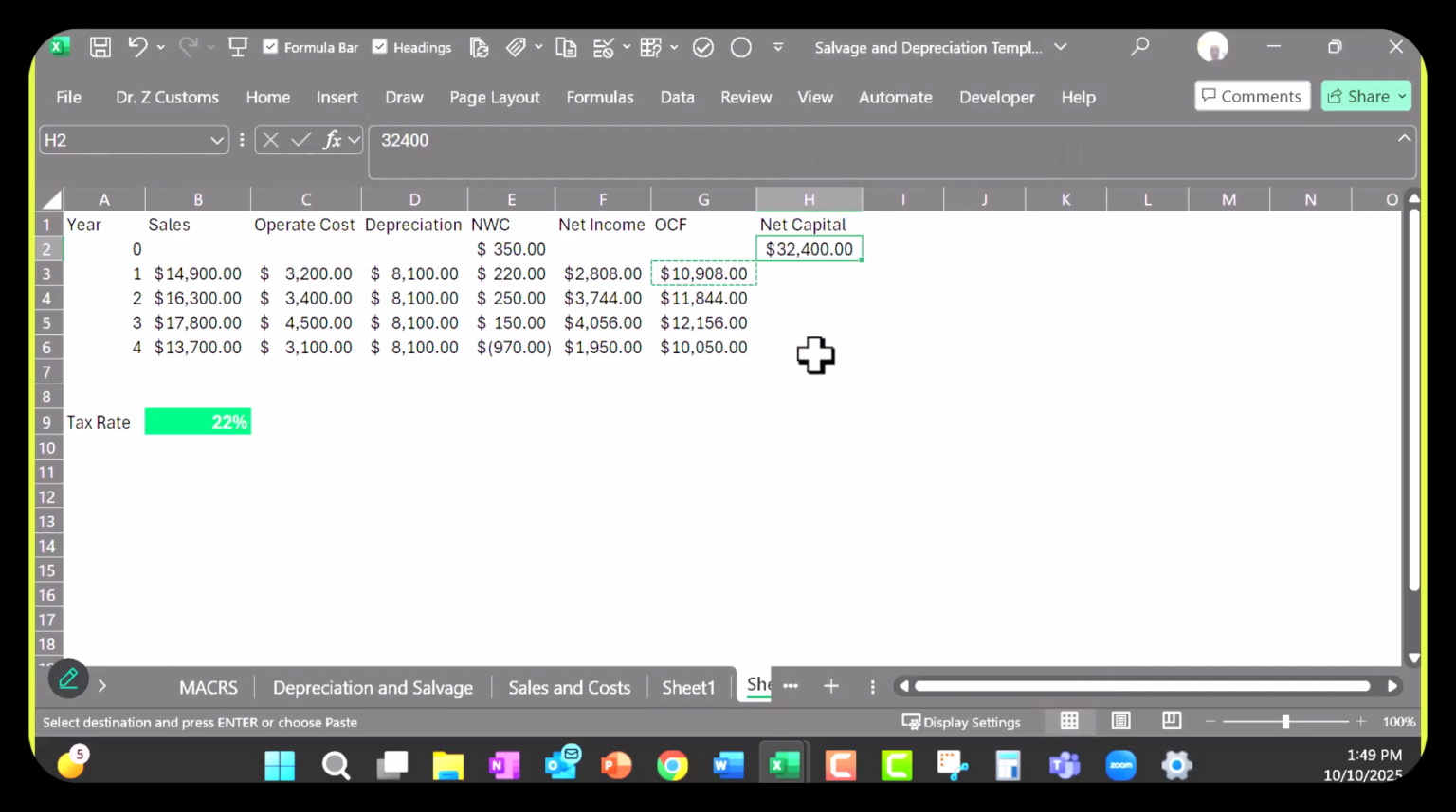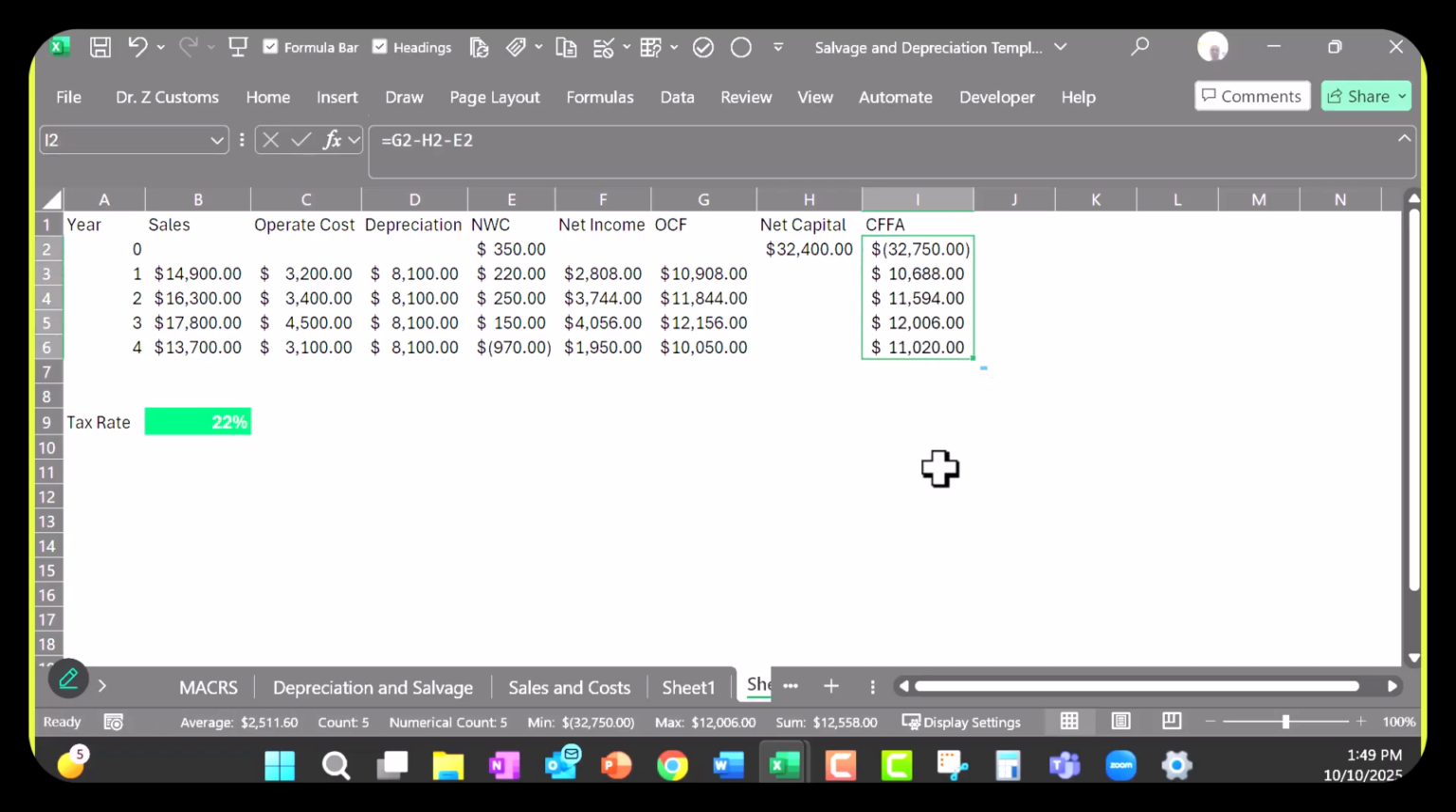There's no mention of any salvage. So the cash flow from assets is simple. Operating cash flow minus net capital spending minus what you spend on net working capital that year. Add them up. These are the so-called incremental cash flows. Cash flows of the firm that increase because of the project.